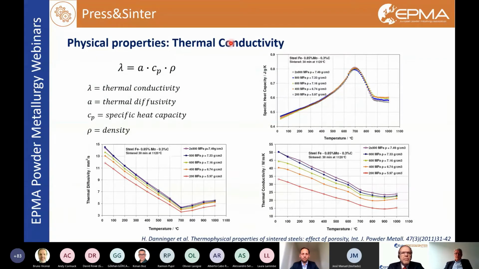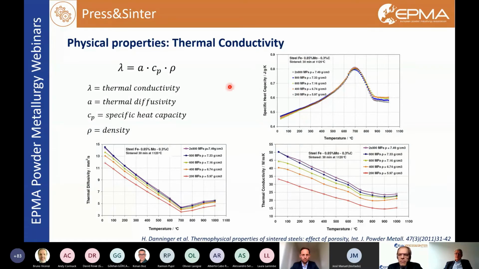A few words on thermal conductivity. Thermal conductivity is quite a complex characteristic that is the combination of the thermal diffusivity, the specific heat capacity and density. This figure reports the results of a paper from Professor Danninger in Vienna, where the specific heat capacity and the thermal diffusivity are reported as a function of temperature for this material press and sintered to different densities.